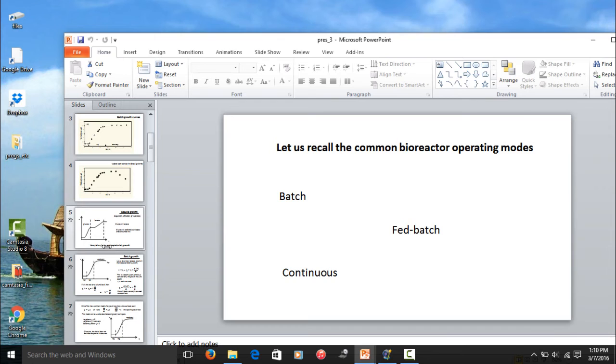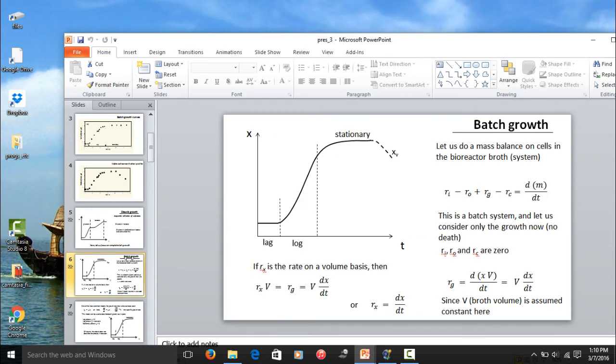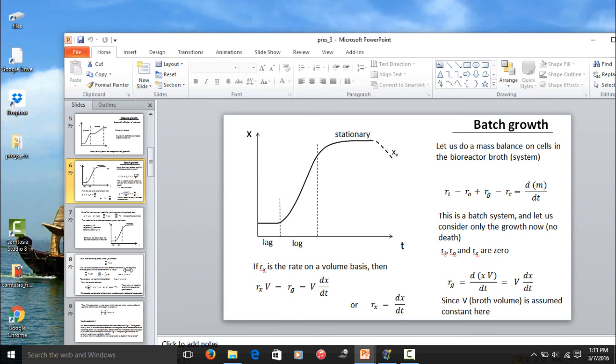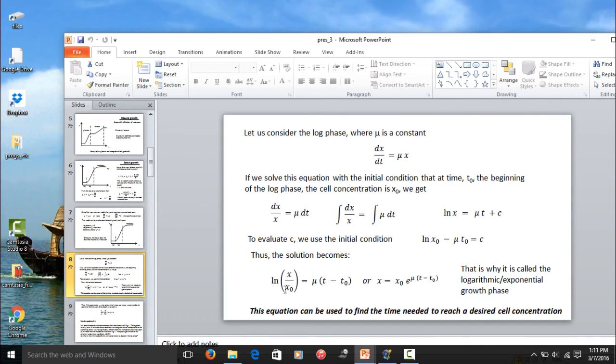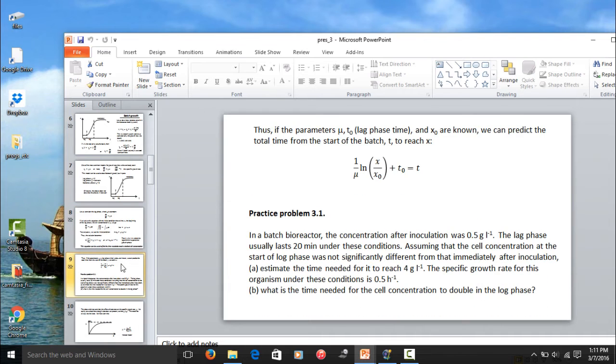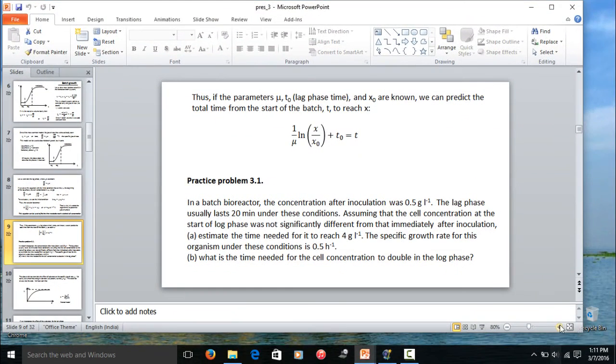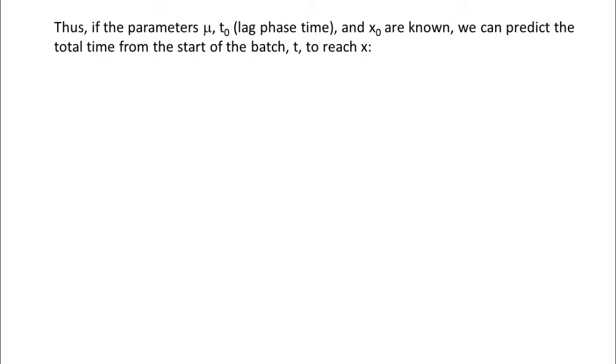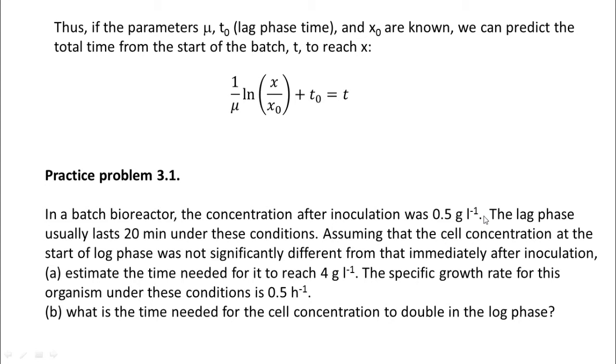So in the batch mode, we did balances and we got expressions for the time of a batch, for the time to reach a certain desired cell concentration, starting from a certain initial concentration, and that was 1 by mu ln of x by x naught. X is the desired concentration, x naught is the initial cell concentration, t naught is the lag time, the sum of these is the batch time. We worked out a problem to illustrate that.